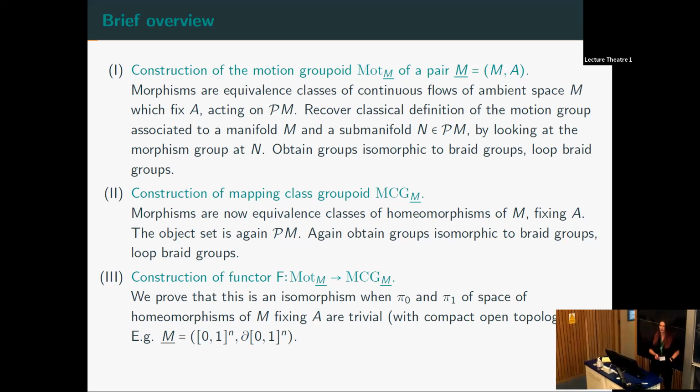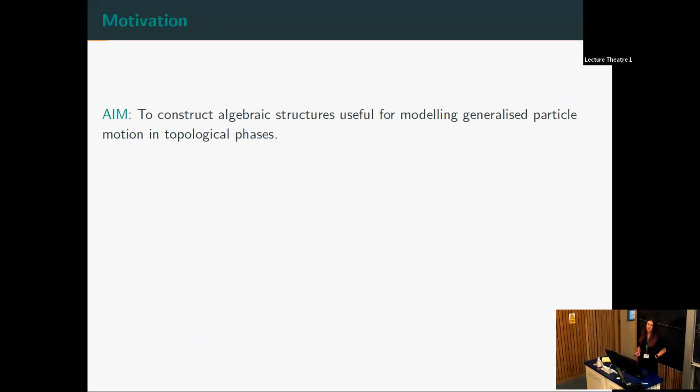Okay, good, so that's a brief overview of what we're going to talk about. So now let's talk a little bit about the motivation. I'm sure it's going to come as no surprise to anyone here that we were interested in modeling particle motion in topological phases. But it's perhaps worth spending a little bit of time talking about what, in particular, our construction does over what existed before.